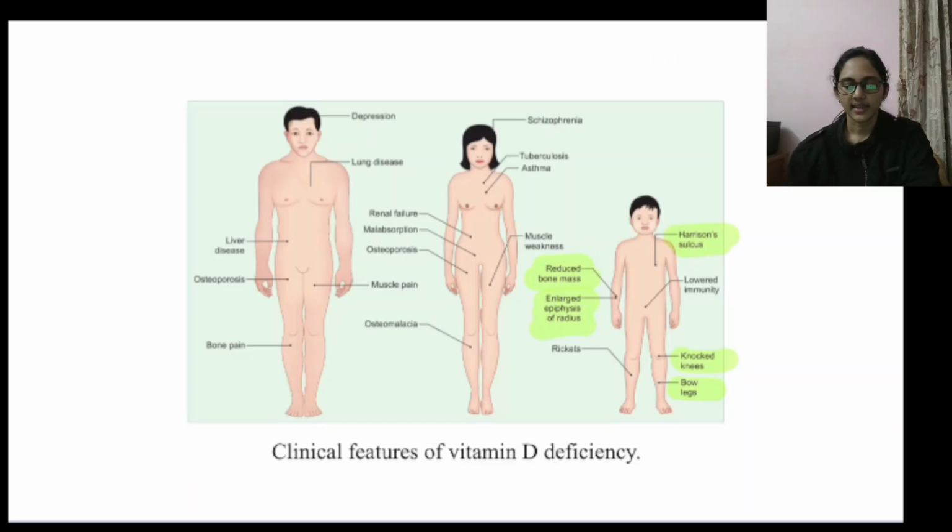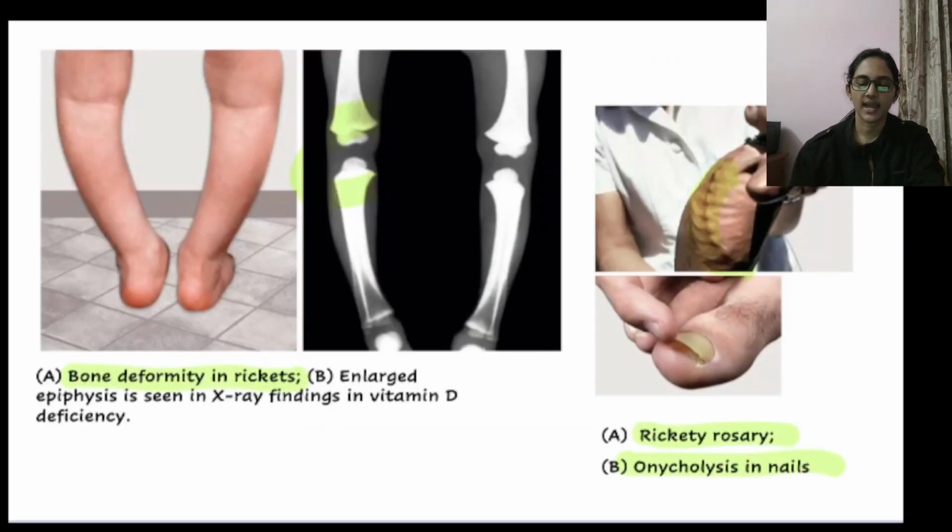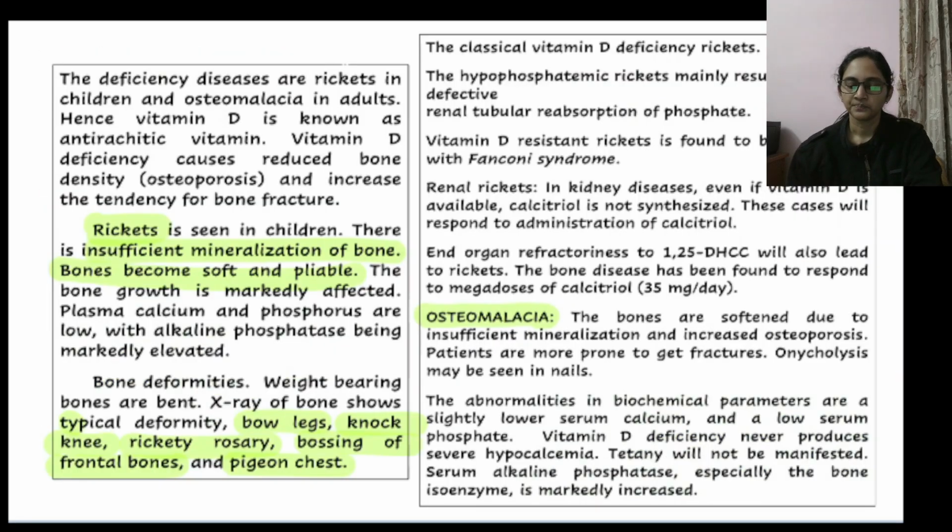In adults, again, you find organ damage also, right? And then you have muscle weakness, muscle pain, bone pain, osteoporosis, liver disease, all these you will have because of the vitamin deficiency.